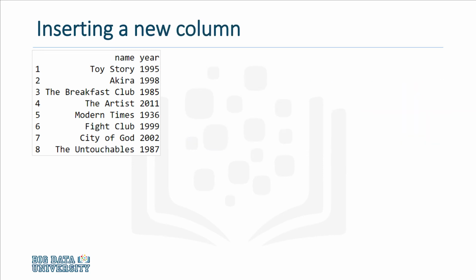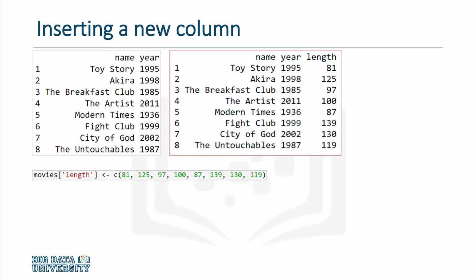If you want to insert a new column into the data frame, simply specify the new column's name in square brackets and assign it to a vector that contains the individual values. You can see here that we've added a new column for length.